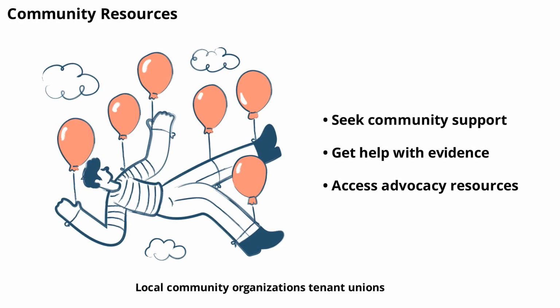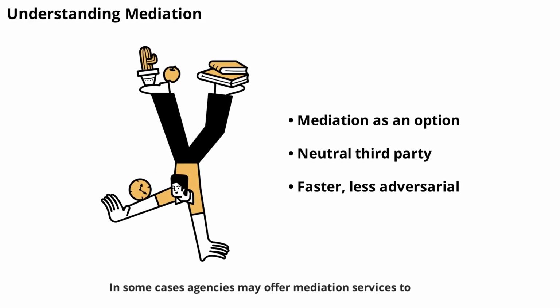Local community organizations, tenant unions, and advocacy groups can offer valuable support during the complaint process. They may provide advice, help you gather evidence, or even accompany you to meetings. Connecting with these resources can make the process less stressful and more effective. In some cases, agencies may offer mediation services to help resolve disputes without formal investigations. Mediation involves a neutral third party who helps both sides reach an agreement.